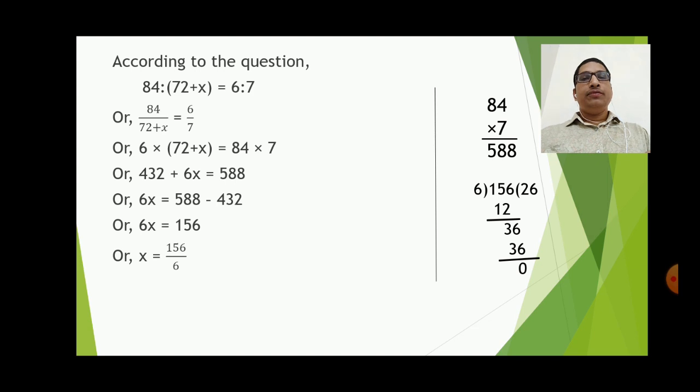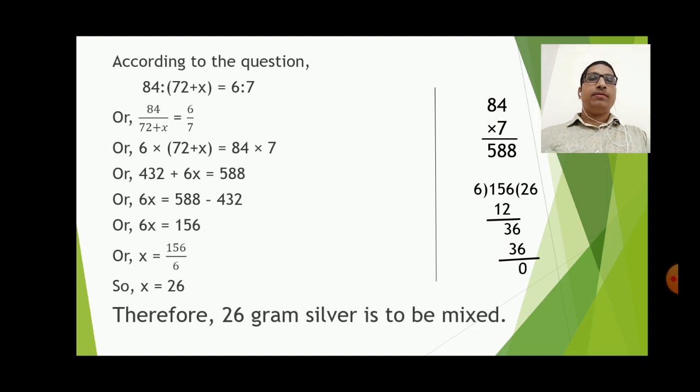That means what? If we divide 156 by 6, then it will be 26. So we have got the unknown quantity. The unknown quantity is 26. That means if we mix 26 grams of silver, then its ratio will be 6:7. So therefore 26 grams of silver is to be mixed. Okay.